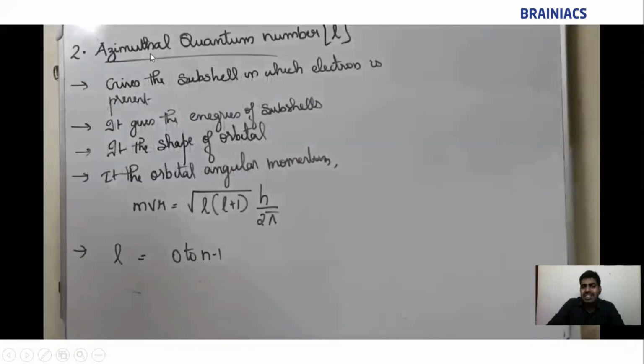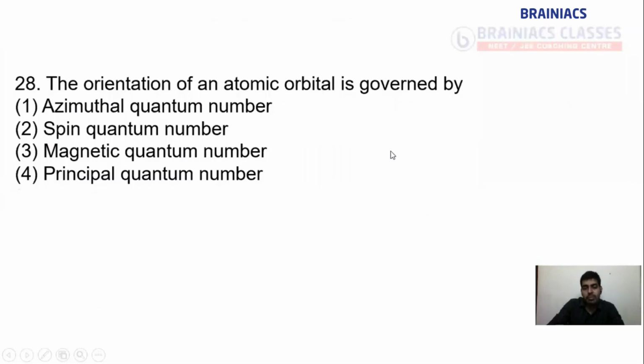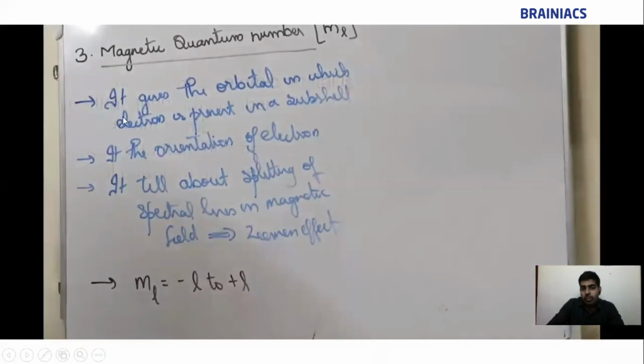Now, the azimuthal quantum number gives the subshell in which the electron is present. It gives the energy of the subshell, the shape of the orbital, and the orbital angular momentum, mvr equal to root of l into l plus 1 into h by 2 pi. Now, the magnetic quantum number gives the orbital in which the electron is present in a subshell. It gives the orientation of the orbital.